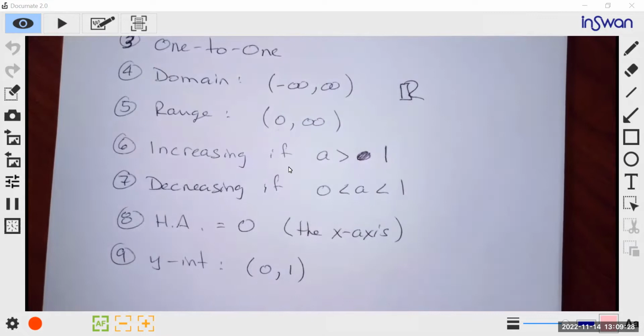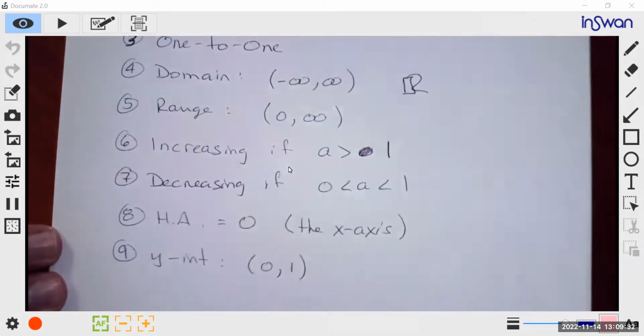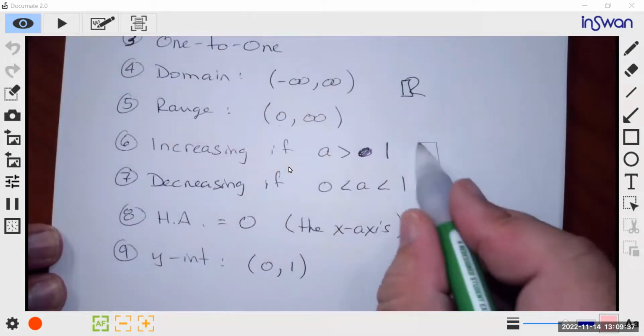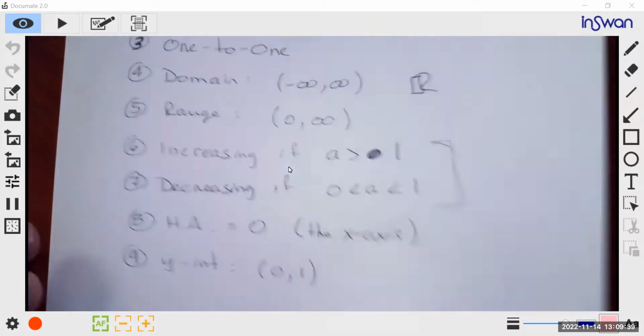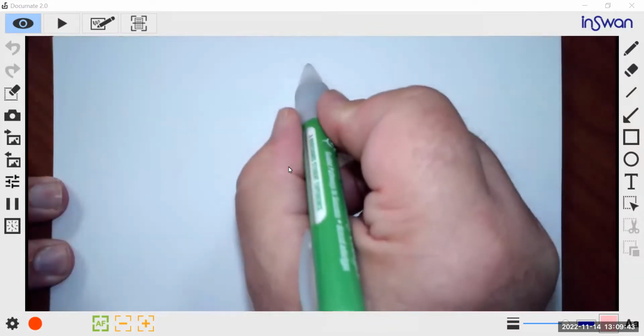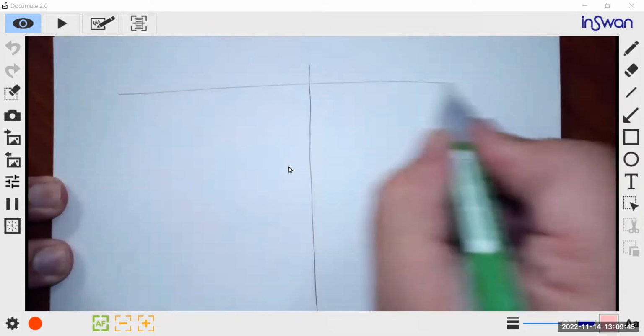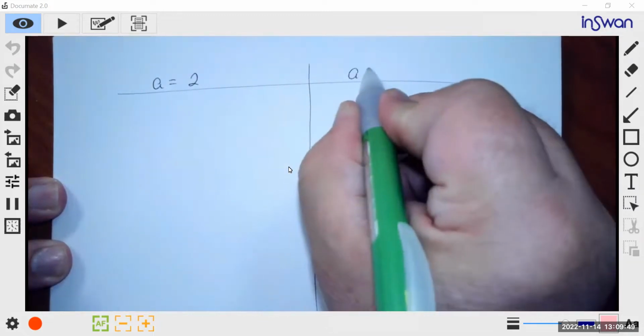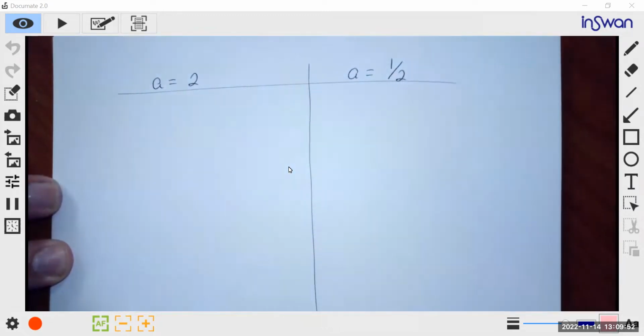So these are the properties of exponential functions. Let's look at what that means. I'm going to look at both of these, actually. That'll prove the rest of these. I'm going to say a equals 2 and a equals 1/2.